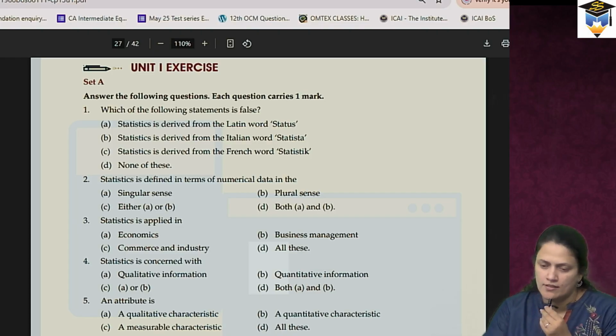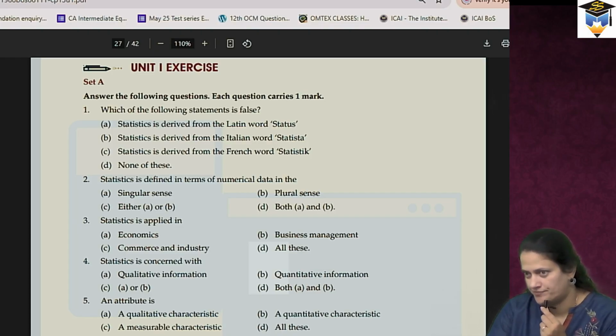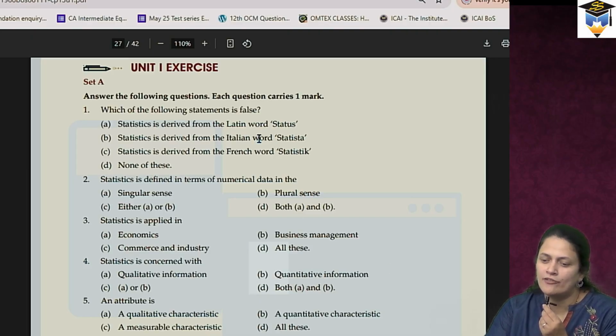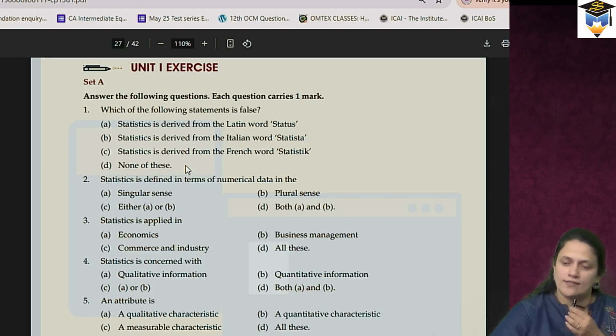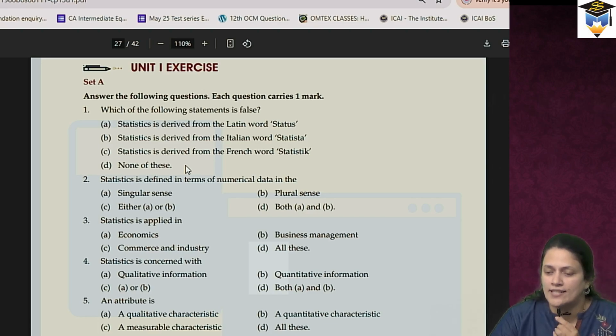Okay. So who will tell me the first answer? Om. Which of the following statements is false? Statistics is derived from the Latin word status. Statistics is derived from Italian word statista. Statistics is derived from French word statistique, or none of these. C. C is the correct option for question 1, because they have asked you which of the statements is false. Okay. So statistik is which word? German. Good. Next.